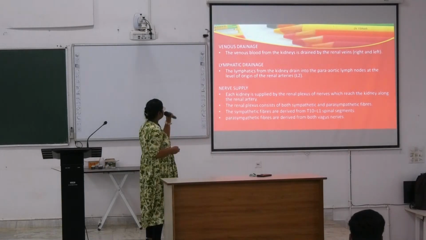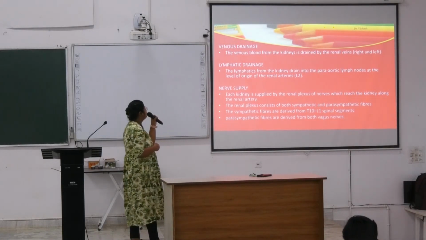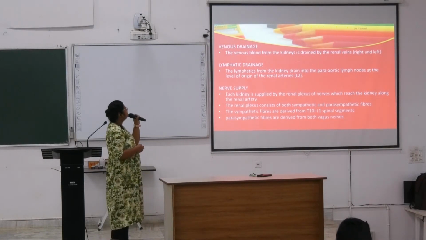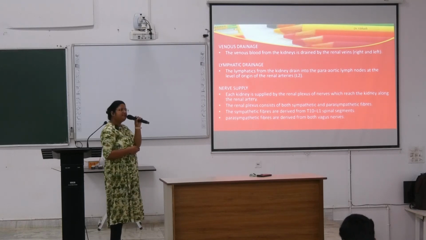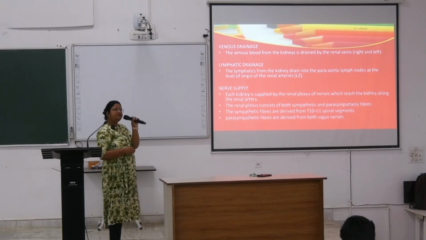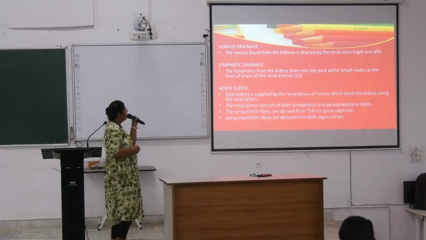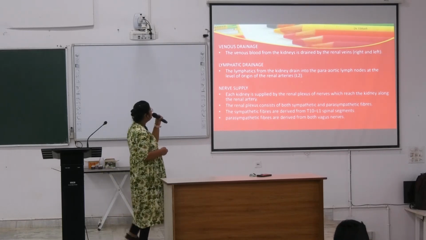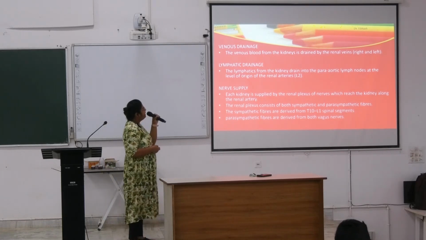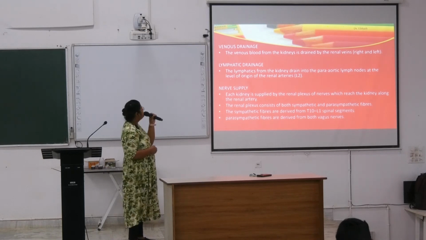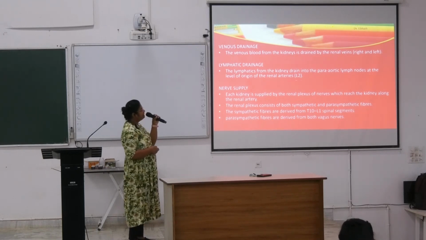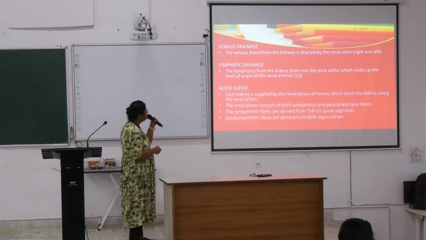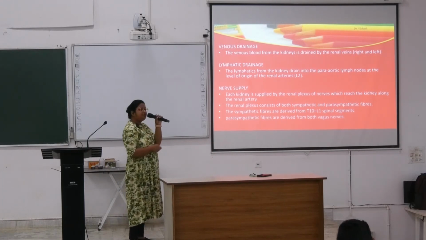Next, now we go to venous drainage. The venous blood from the kidneys is drained by the renal veins. Right and left renal veins are present. Lymphatic drainage. The lymphatics from the kidney drain into the para-aortic group of lymph nodes at the level of origin of renal arteries. What is the level of origin? It is also important. L2 level.